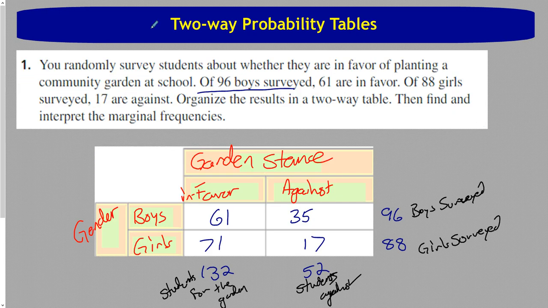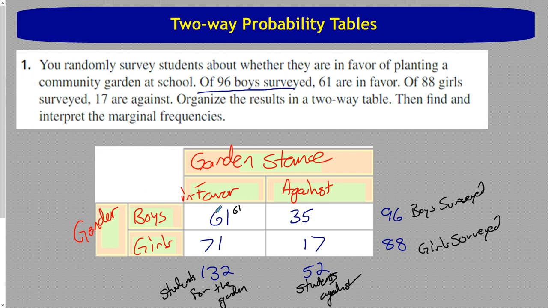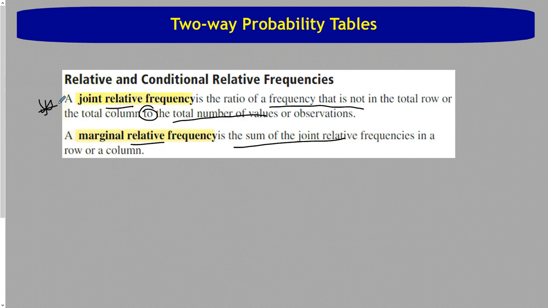So if we were to come back here to this example just for a second, let me change my color so we can see. 61, because 61 is not in the total, right? Over the total number, which we forgot to fill out, total number of people surveyed. So 96 plus 88, or 132 plus 52, I'm getting 184 either way. So 61 over 184, 35 over 184, 71 over 184, and 17 over 184. Those are going to be our joint relative frequencies.